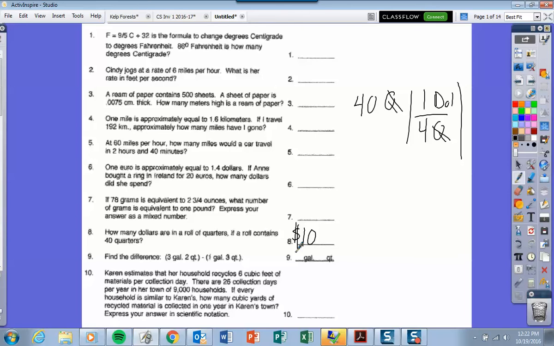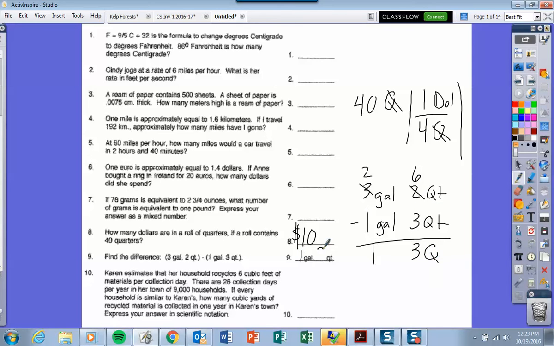I know there are 4 quarts for number 9. There are 4 quarts in a gallon. So there's a couple ways to do this. One is that I can set it up as 3 gallons, 2 quarts minus 1 gallon, 3 quarts. I'm just going to subtract. I know there are 4 quarts in a gallon, so I need to borrow from this. I would add 4 to this, so I go here. So 6 minus 3 is 3 quarts. 2 minus 1 is 1. 1 gallon, 3 quarts.